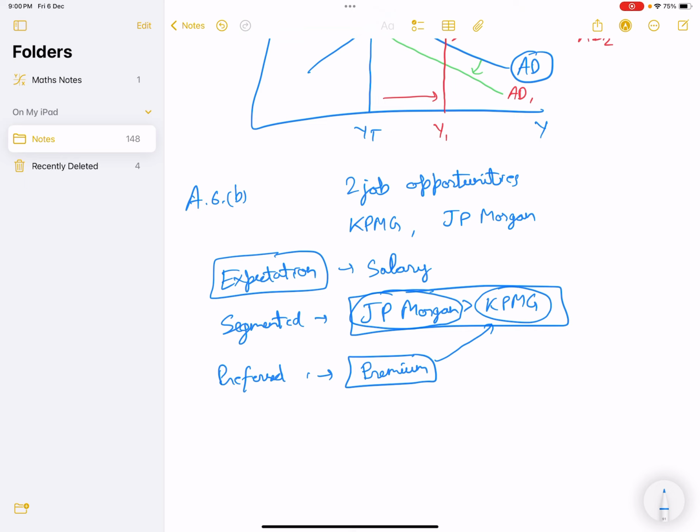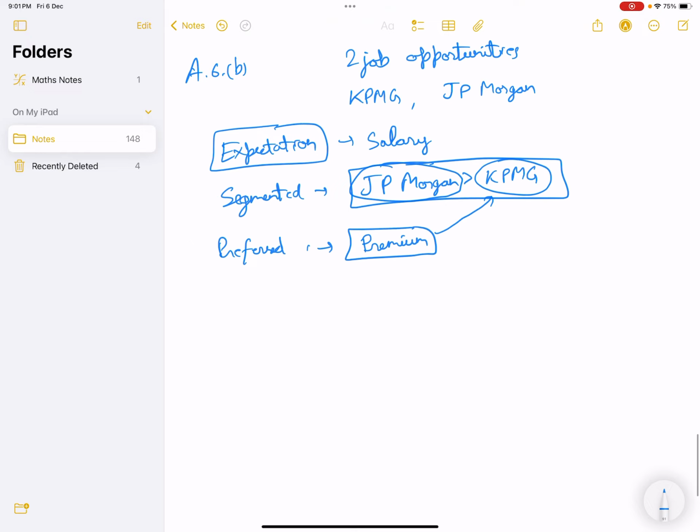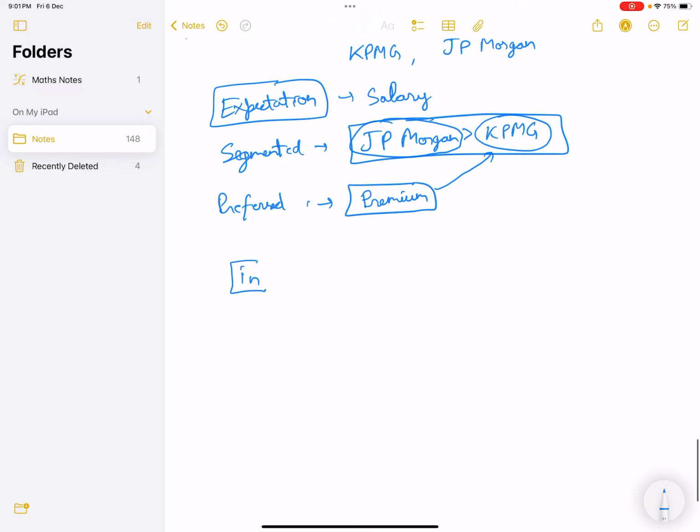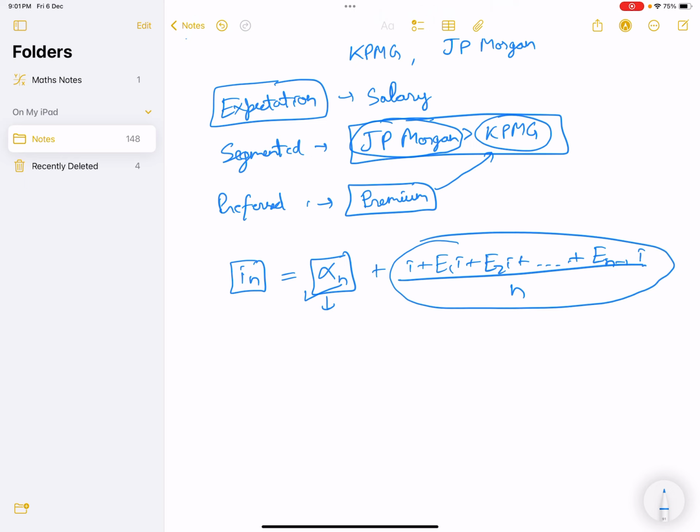I hope this is clear, and I'll try to explain this with the help of our bonds market and expectation market as well. So the interest rate on an n-year security would be alpha n. This shows the term premium. This might be the premium to overcome the cost as well. And this is the expectation hypothesis according to which the long-term interest rate is determined. So it has incorporated the term premium and the rational expectation hypothesis as well.